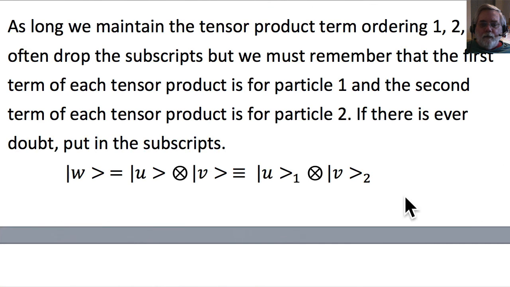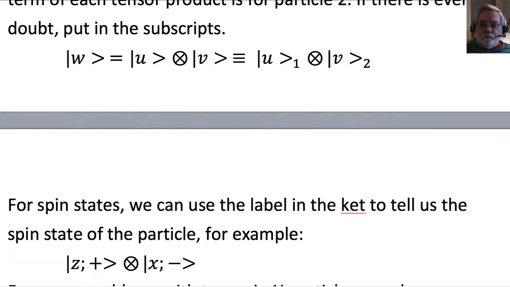So we will generally write that ket W for the system equals ket U tensor product ket V, and we will know and remember that ket U is for the first particle and ket V is for the second particle. We will remember that without expressly putting in the subscripts.